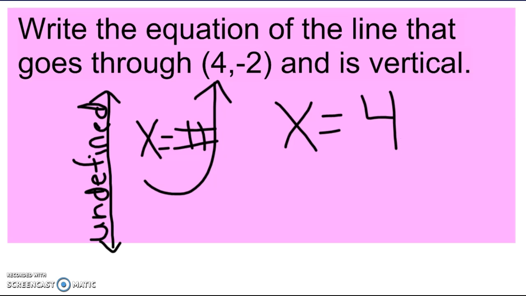If you had a line like that, think about it. All of your points would have 4 for your x value.